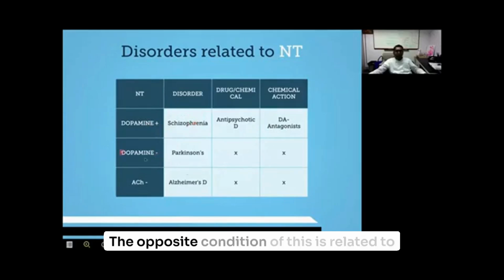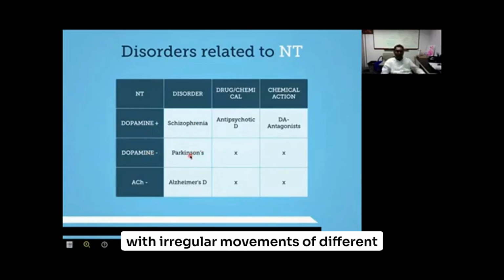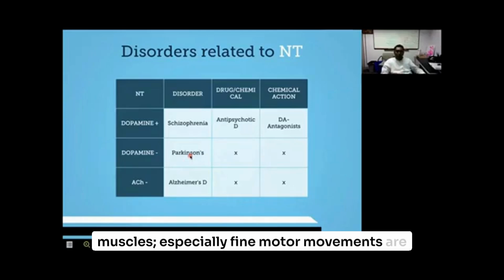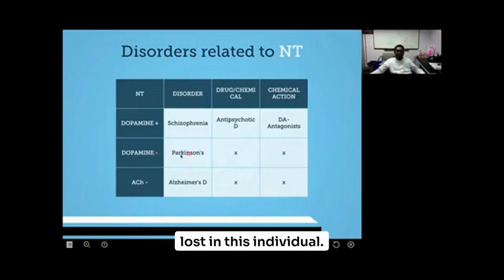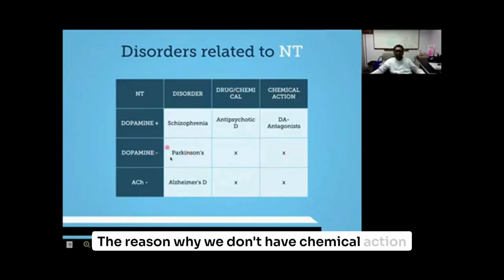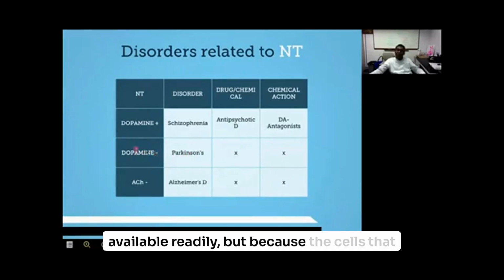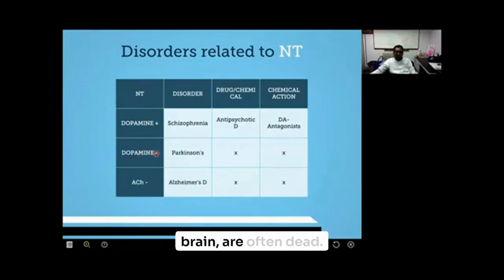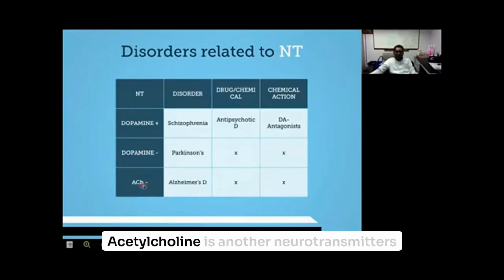And the opposite condition of this is a decreased amount of dopamine, which results in Parkinson's disease. There are irregular movements of different muscles, especially fine motor movements are lost in this individual. And the reason why we don't have a chemical action here is that the reason why you see Parkinson's condition is not because there is dopamine and it is not available readily, but because the cells that produce dopamine in specific parts of the brain are dead. Acetylcholine is another neurotransmitter, and lack of it is associated with Alzheimer's disease.